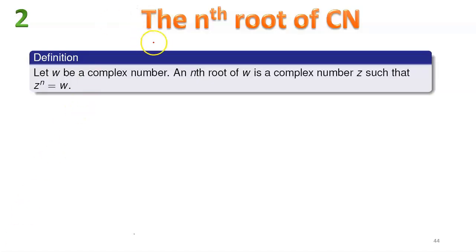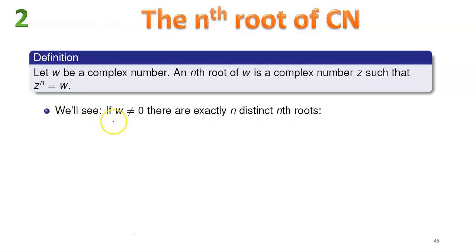nth root of a complex number. Let w be a complex number. The nth root of w is also a complex number. Let us suppose that z is that complex number. Therefore, we can write z to the power n is equal to w.